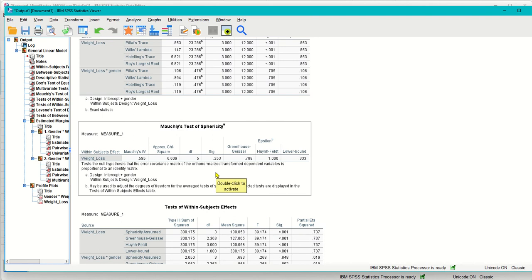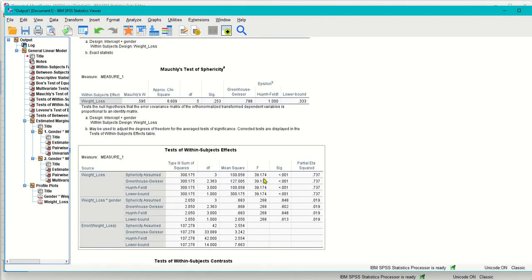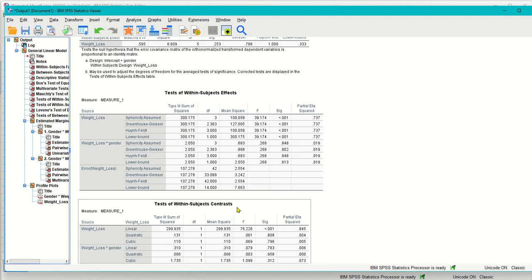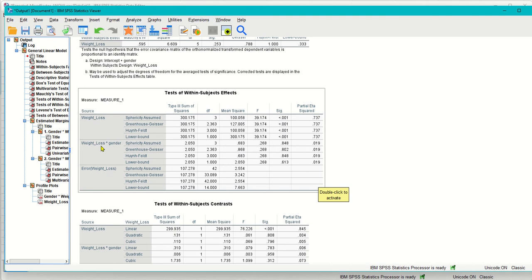check. And this is another test. We don't want to see a 0.05 or less significance level, and we don't. So we can safely assume that our data is normal. And then here is where we're looking at the main effect for weight loss, as well as if there are any possible interactions between weight loss and gender.